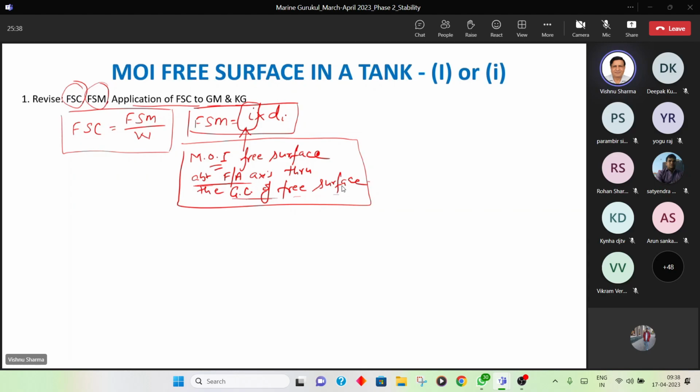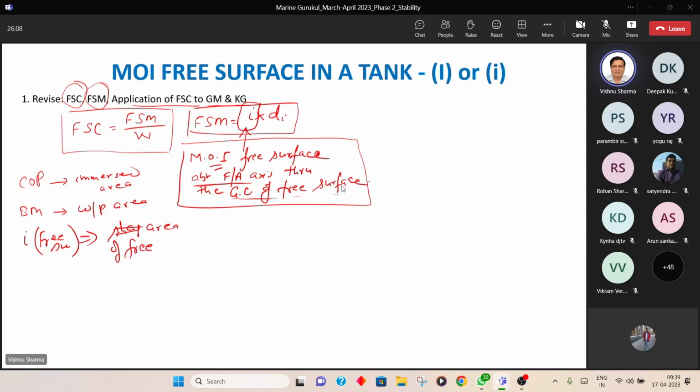In the first application, COP, you were visualizing the shape of the immersed area. In COP, the area involved was the immersed area. In VM, it was the water plane area. And in I of the free surface, it is the area of the free surface that has to be taken into account. Am I clear now? When you look at all the three, I think it becomes absolutely clear in your minds as to what we have done and what we're going to do.